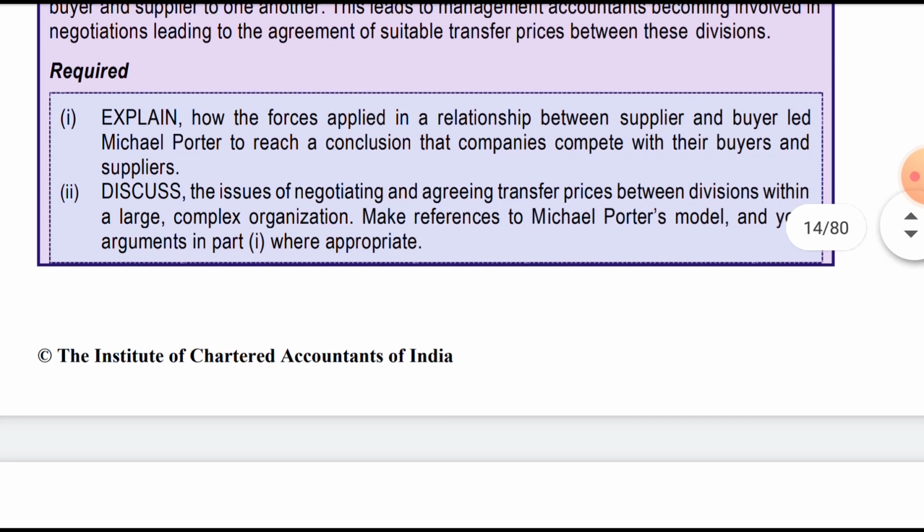And second is to discuss the issues of negotiation. How to decide and come to a transfer price, and agree on it, that is the issue of negotiating and agreeing the transfer price between divisions in a large and complex organization, meaning in big organizations where there are divisions. Make reference to Porter's five forces. We have to link this with Michael Porter's model, and your argument in part 1 is very appropriate.